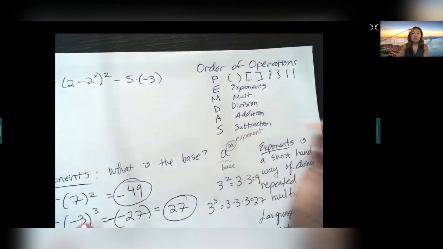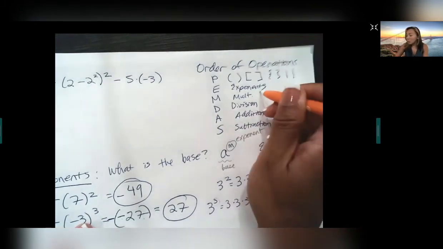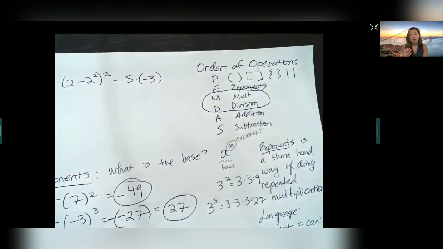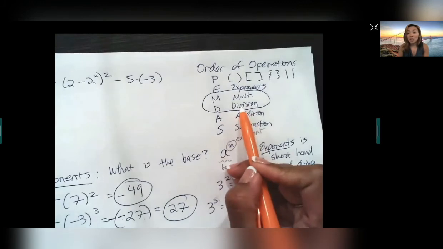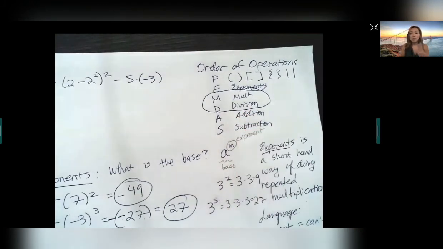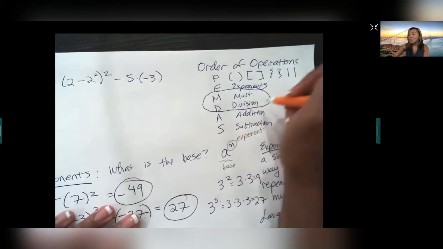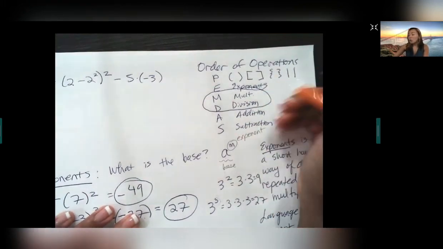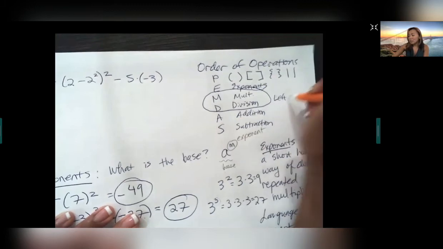The only thing to really be careful of is that multiplication and division are considered one operation. They're the inverse of each other. If you remember, when we're doing division, you could change it to multiplication by multiplying by the reciprocal of the second number. So they're the inverse of each other. So whenever you see multiplication and division, you go left to right.